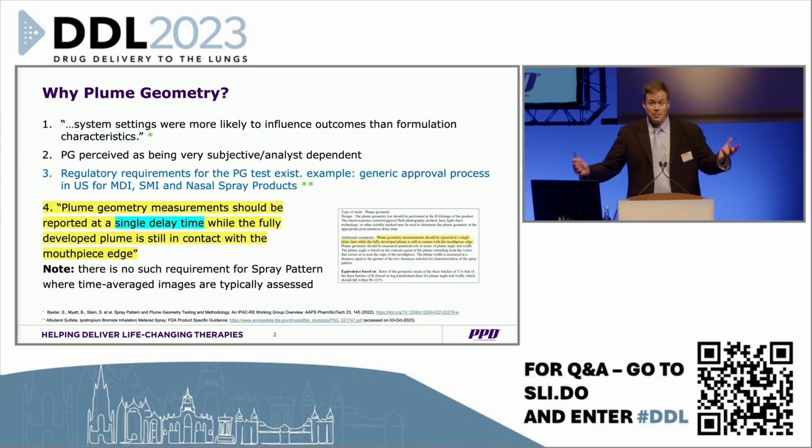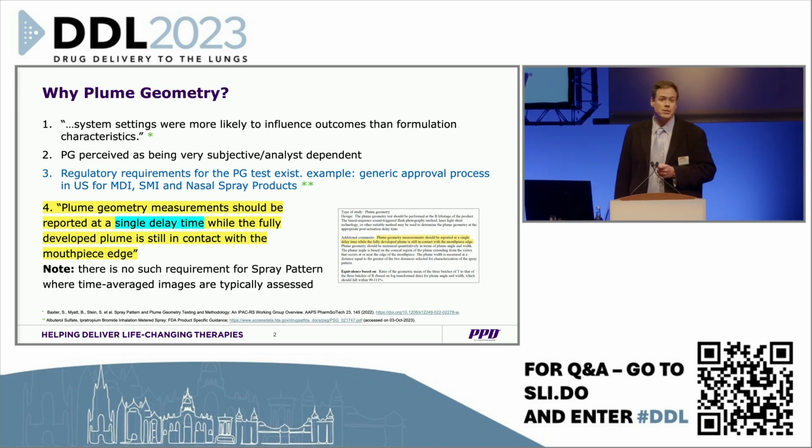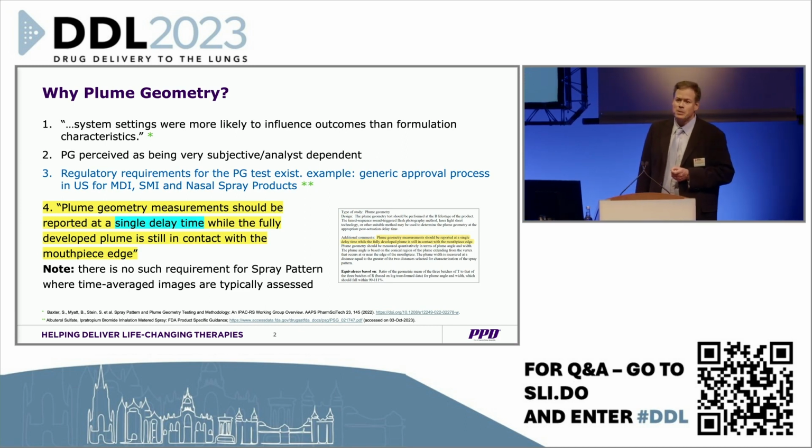So why plume geometry? There's probably a lot of skepticism out there regarding the value of this technique as an aerosol characterization method. In fact, in a recent IPAC-RS survey, one of the respondents provided the following feedback: that system settings were more likely to be impacted by the instrument than actually the sample, which is a little bit concerning, I might say. Plume geometry has also been perceived for a long time now as being very subjective and/or analyst dependent. So why do we do this technique?